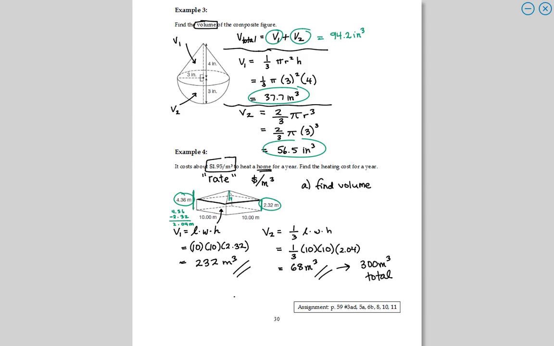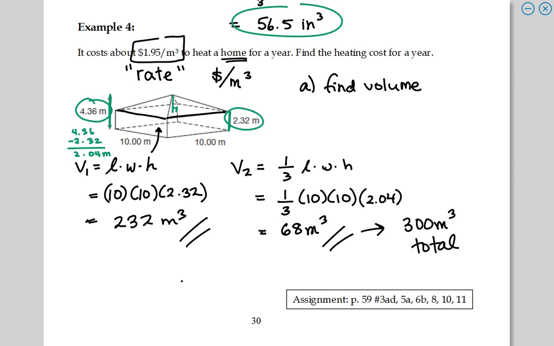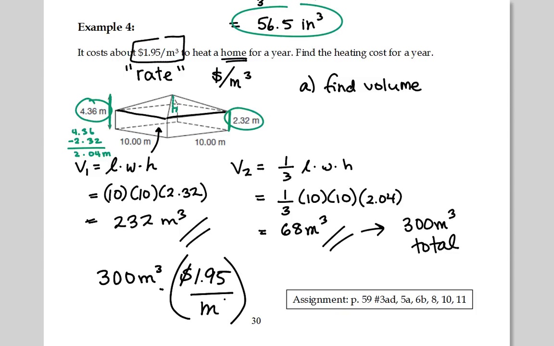Now, this 300 meters cube, watch what I do now. Multiply it by the rate, $1.95 per meter cube. What happens to those units? And left in which unit? You're just left in dollars. Okay, so $1.95 times 300.